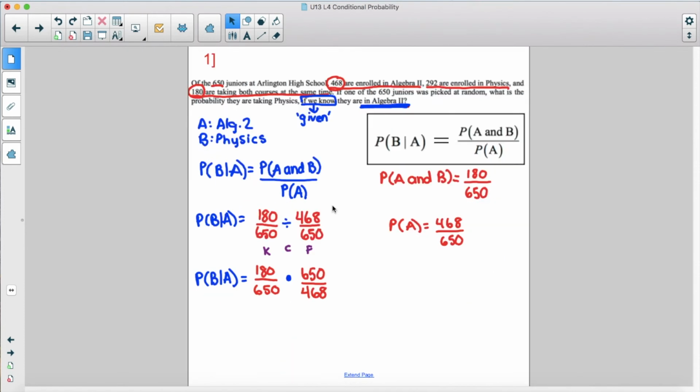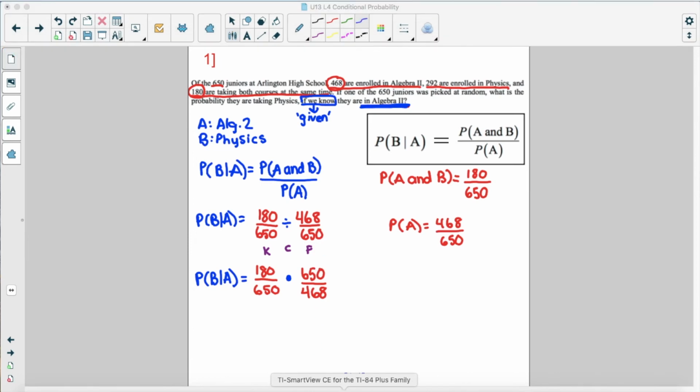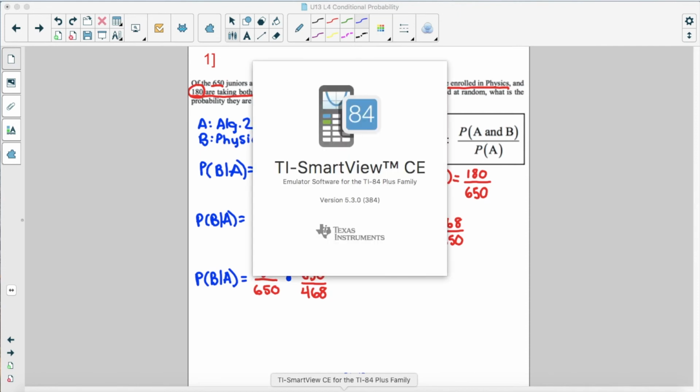Okay, so now let's find out what this is. Now you can use your calculator. It will give you the simplest form, or you can use this by hand. The 650s will actually cross out because one is in the denominator and one is in the numerator, but I'm just going to use the calculator to eliminate any type of mistake.